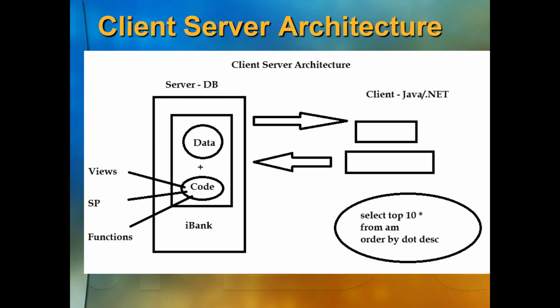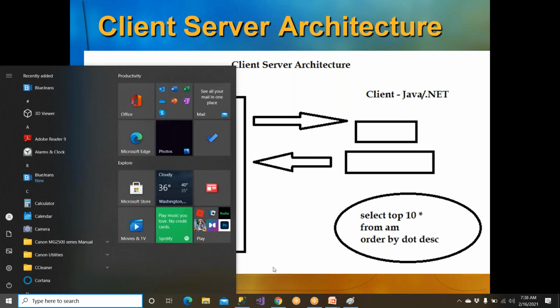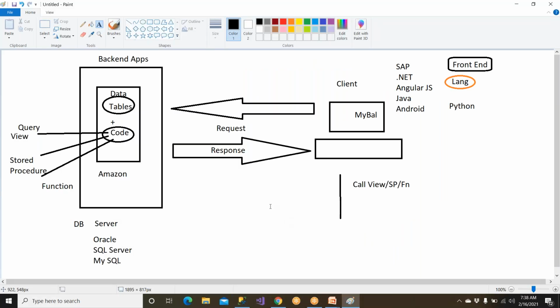What is the answer? Why view? Why stored procedure? Why function? What is the answer? To centralize the code. Why tables? To centralize the data. Why view? To centralize the code. Why function? To centralize the code. Why stored procedure? To centralize the code. Clear?